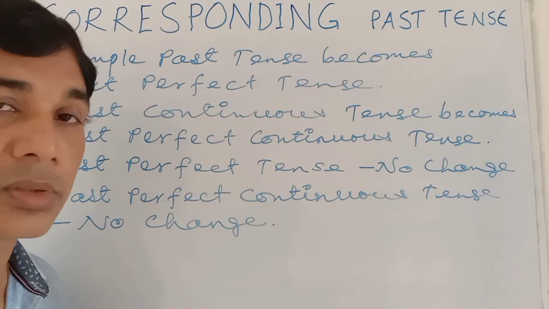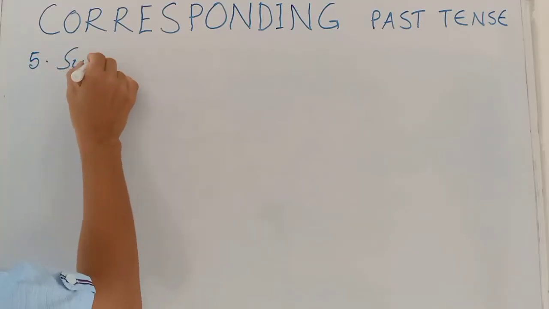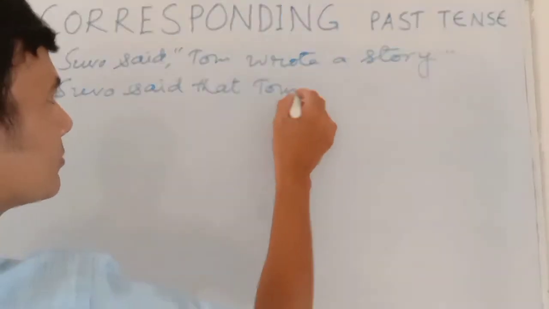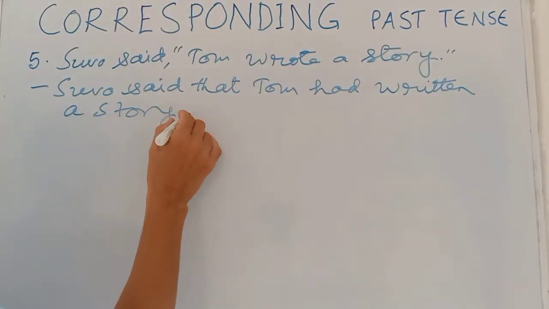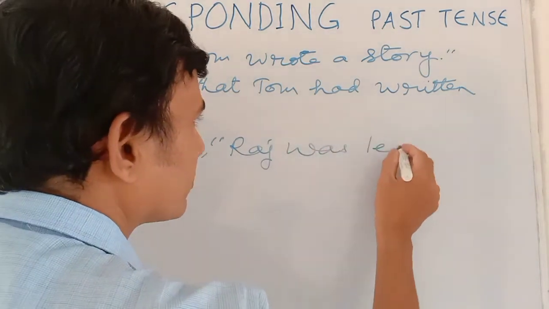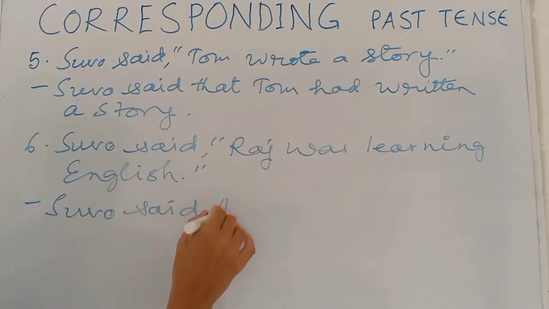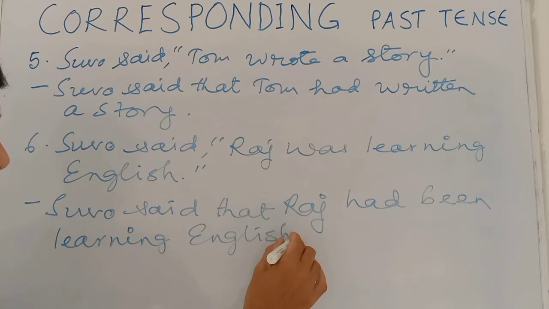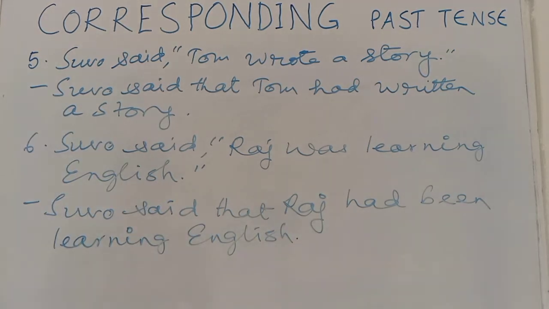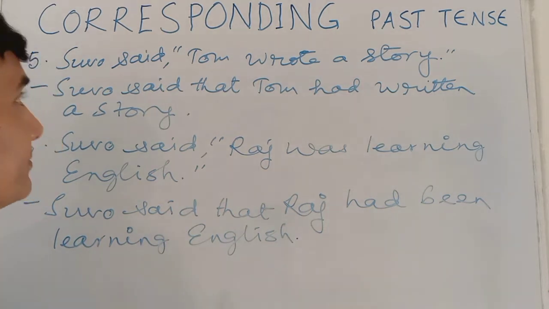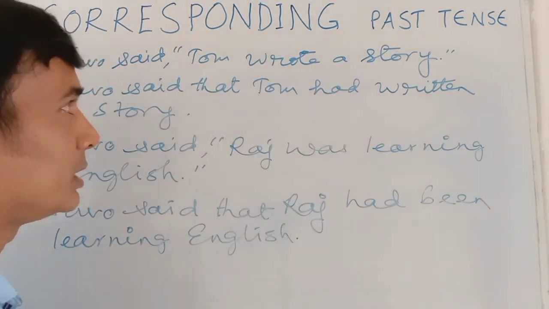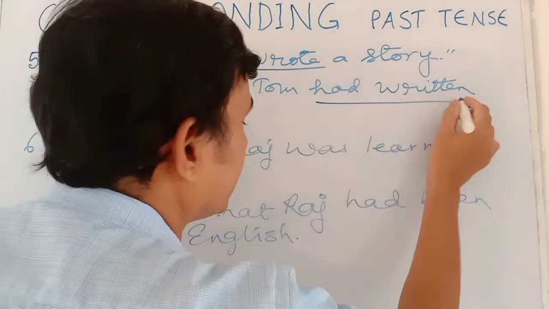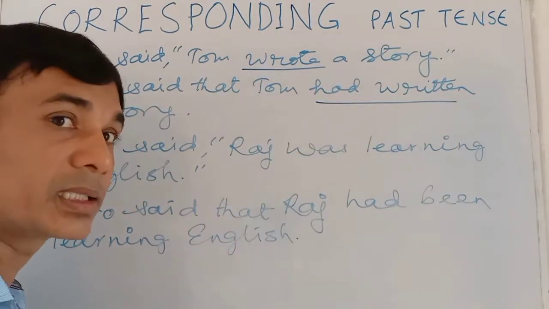I will be giving you some examples. Look at the board. I have written, Shubho said, Tom wrote a story. So wrote, this is simple past tense. Shubho said that Tom had written a story. Had written, that is past perfect.